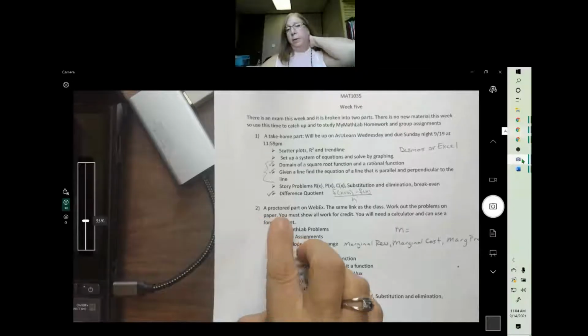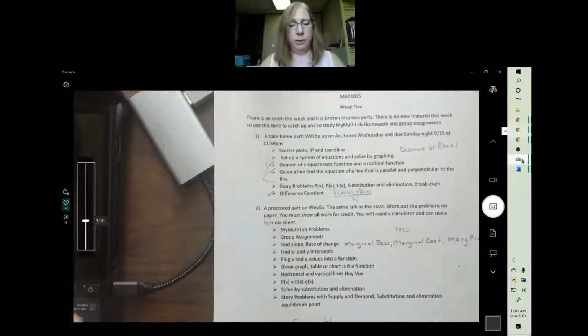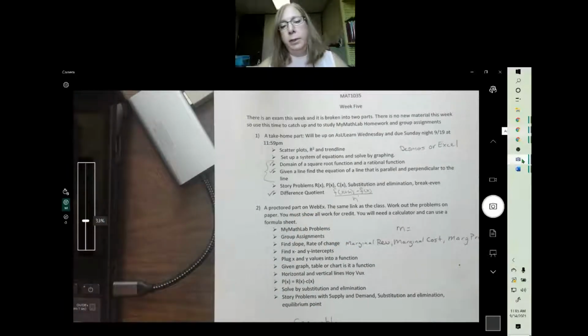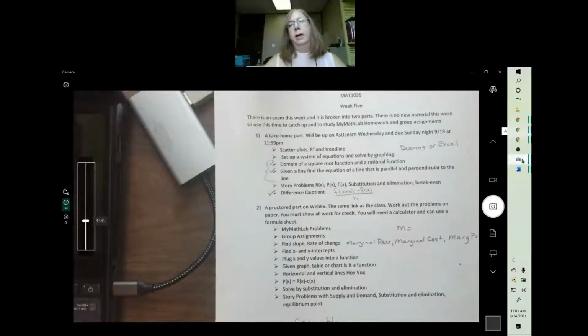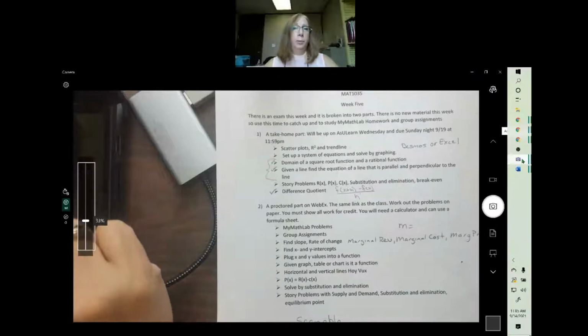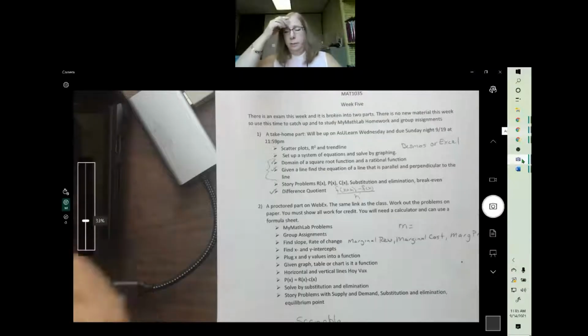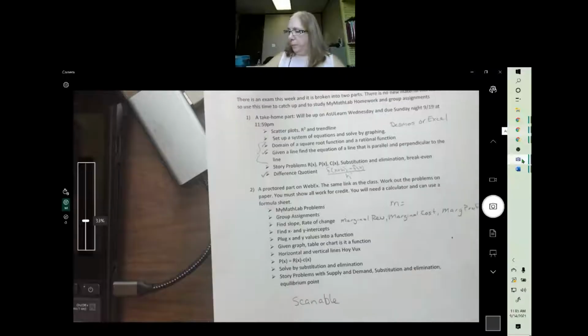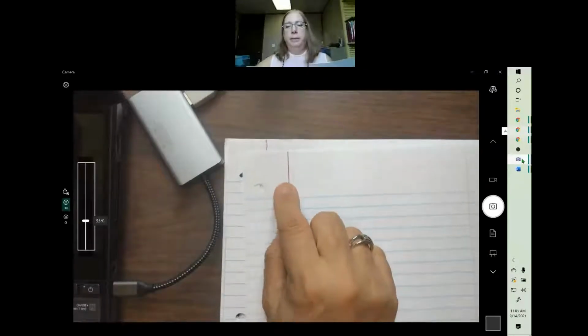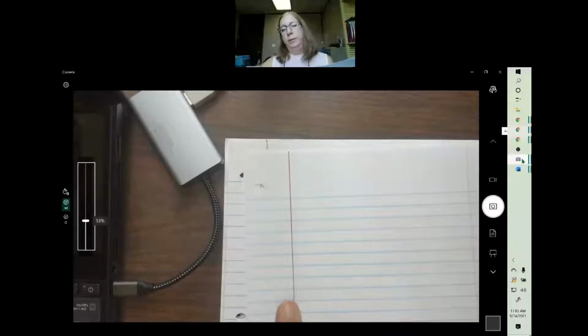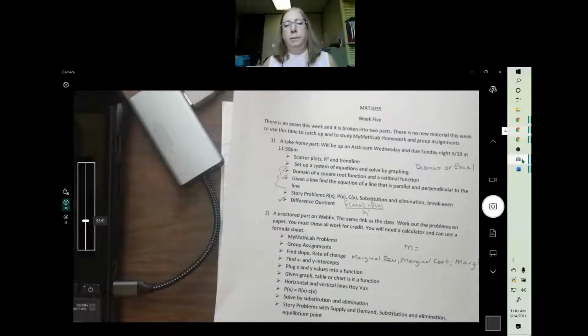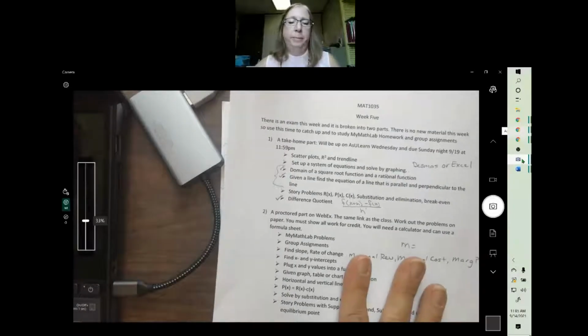Now the proctored part, you'll get on just like you did today. So on Thursday, you're going to get on, and then I will give you a password for the test. You'll open up the test, and it's up to you if you want to print it. You don't have to, though. You can just have paper, start with number 1 and show all your work, and then number 2 and show all your work. So you don't have to have the test printed out.